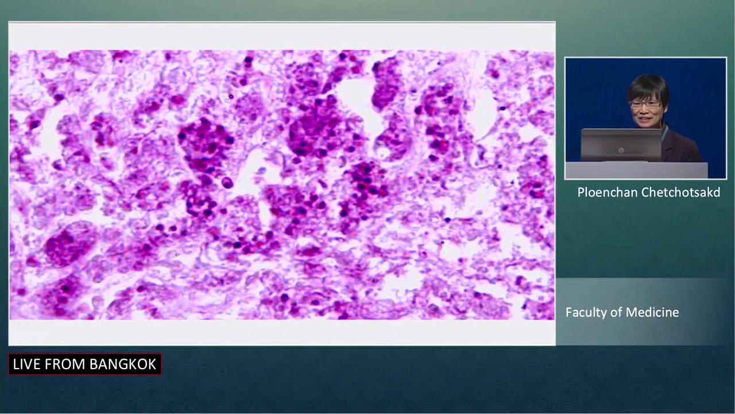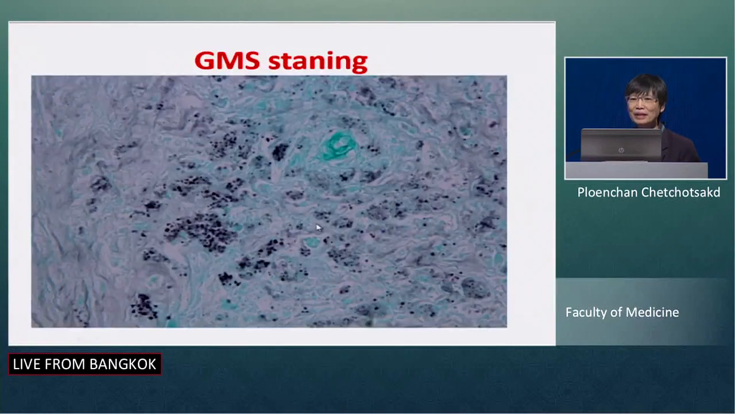You can see some organisms here, several. So we did the GMS. This is the GMS. So she has histoplasmosis. Okay.